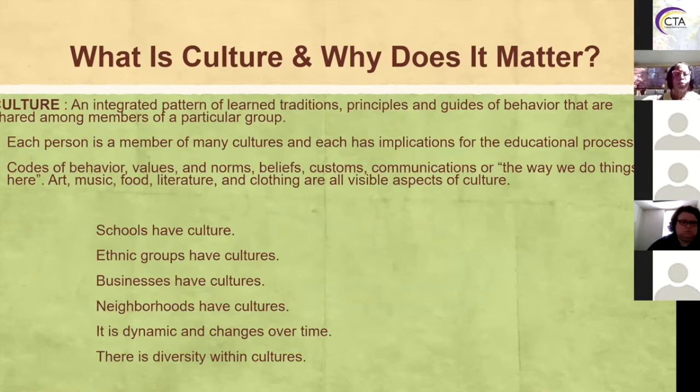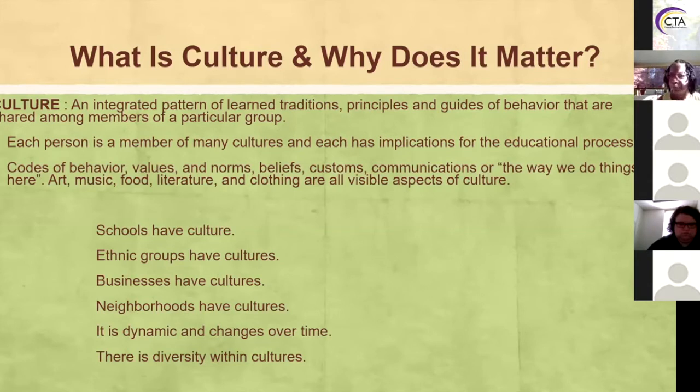And each person is a member of many cultures, and each has implications for the educational process. So think about the different kinds of cultures that you may be a member of. If you think about it in terms of culture behavior, your values, your norms, your beliefs, your customs, your communications, or the way that you do things here, you know, this is just how we do it. This is how we roll. Well, that's culture. It's art, it's music, it's food, it's literature, it's our clothing. These are all visible aspects of culture.